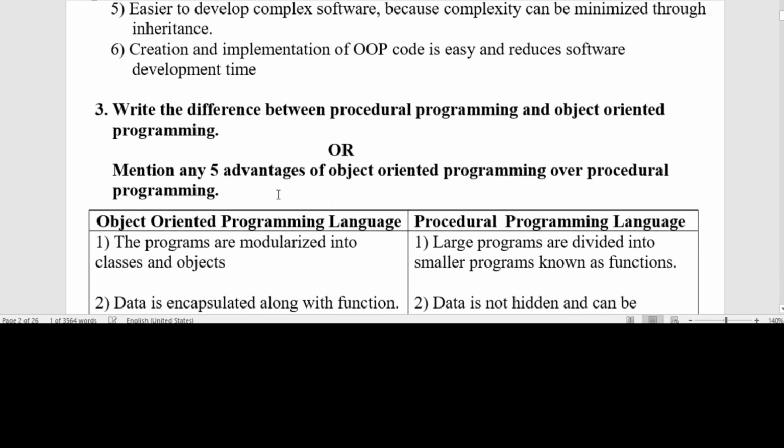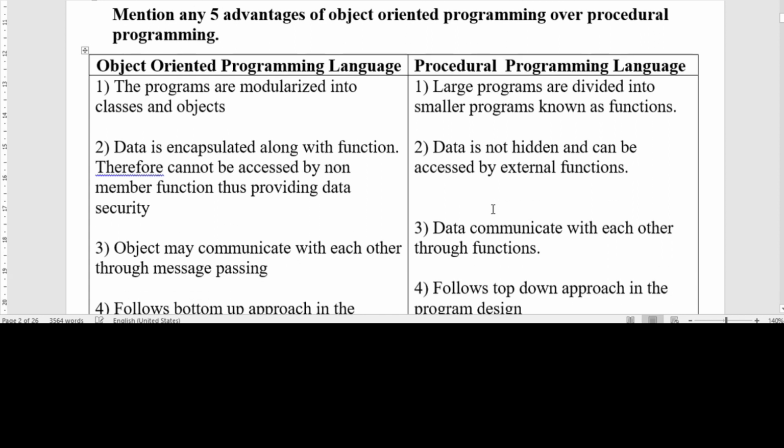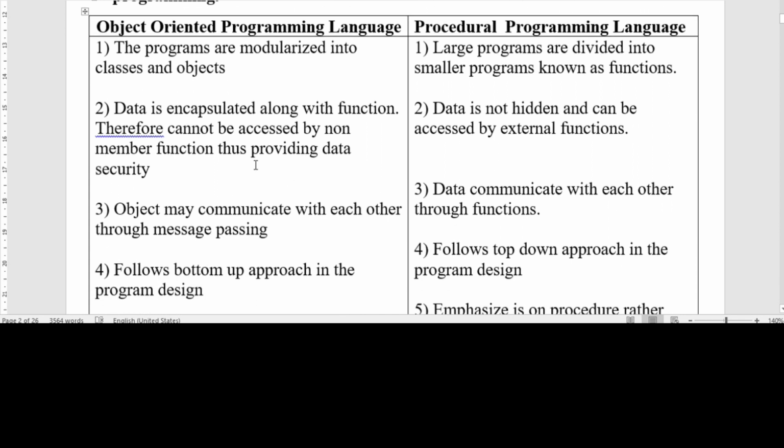Then the difference between procedural programming and object-oriented programming. This will be the question, or it may be in a different format, like mention any 5 advantages of object-oriented programming over procedural programming. For this question especially, you have to make columns: object-oriented programming and procedural-oriented programming. While writing the columns, make sure which one you write first, object-oriented programming or procedural. Don't get confused. Usually while learning, these definitions get interchanged, right? So make sure you write the proper heading first.